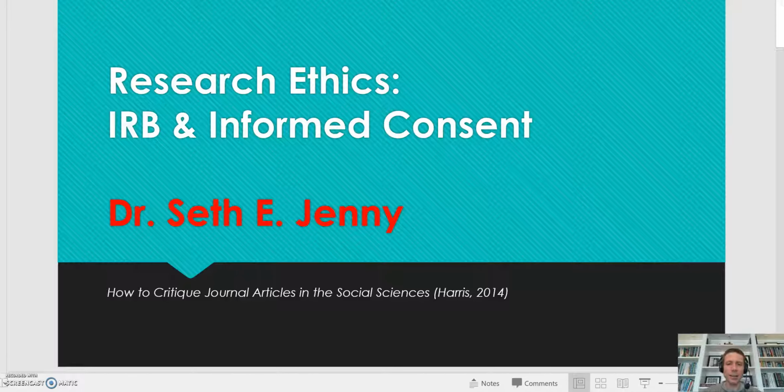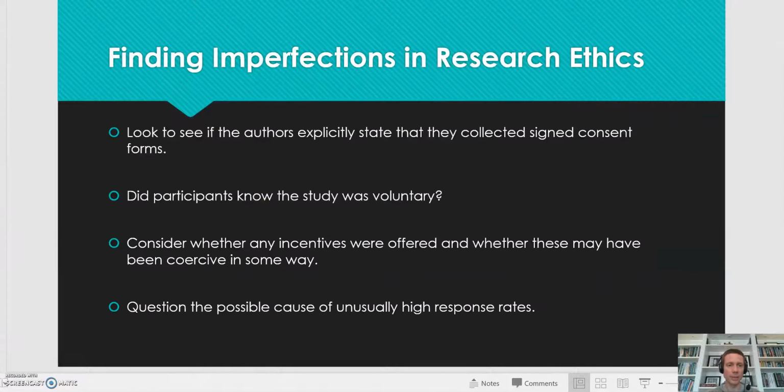The last thing that I want to cover relating to research ethics, IRB, and informed consent is actually evaluating and looking at journal articles to see whether these components are included explicitly in the papers. And so this information comes from How to Critique Journal Articles in the Social Sciences, Harris, 2014.